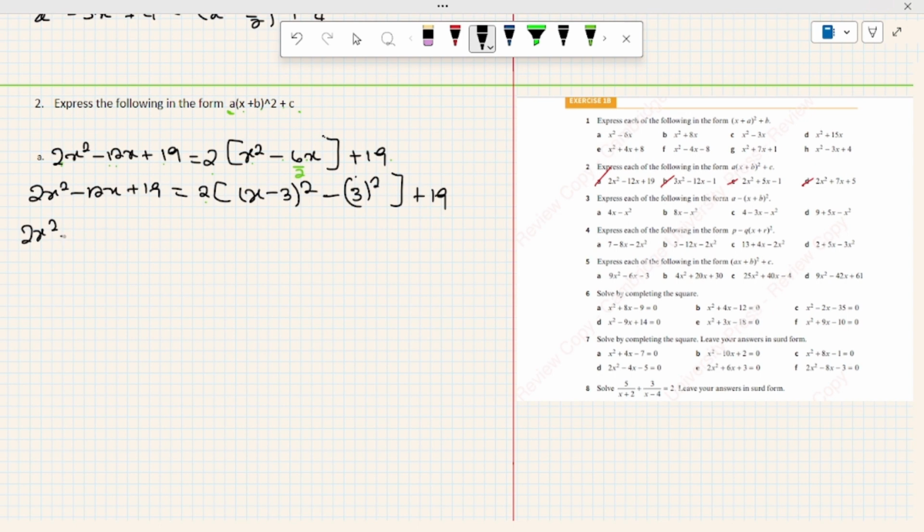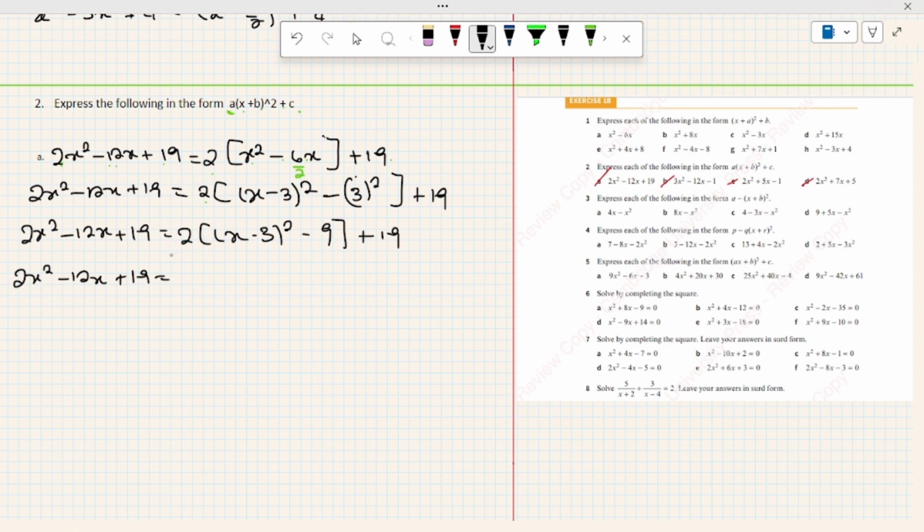So it's going to be what? 2x squared minus 12x plus 19 is equal to 2, then it's going to be x minus 3 squared, and then 3 squared is going to be 9, right? And then plus 19, and then 2x squared minus 12x plus 19 is equal to what?